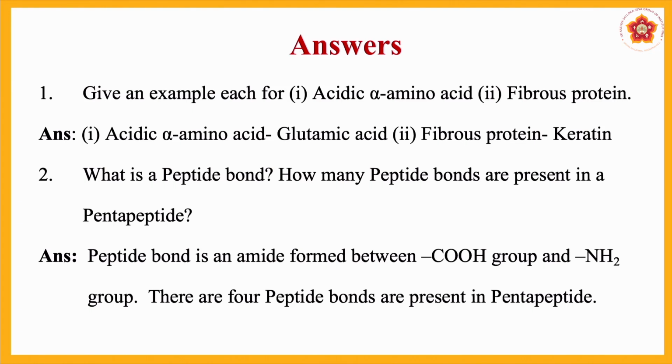The first question I gave you: give an example each for an acidic alpha amino acid and a fibrous protein. The answer for the acidic alpha amino acid is glutamic acid, and the example for a fibrous protein is keratin. Second question: what is a peptide bond? How many peptide bonds are present in a pentapeptide? The answer is that a peptide bond is an amide formed between a carboxyl group and an amine group. There are 4 peptide bonds present in a pentapeptide.